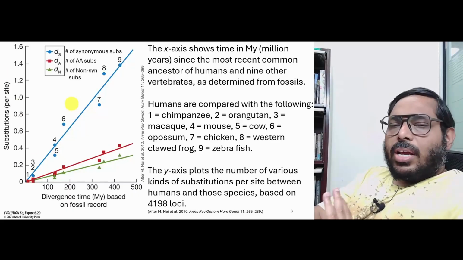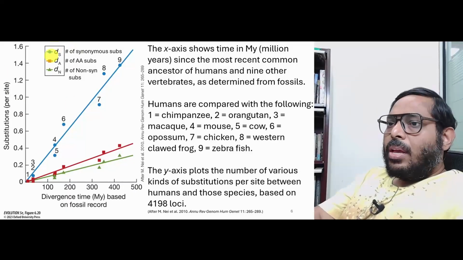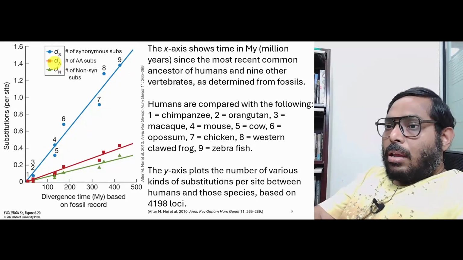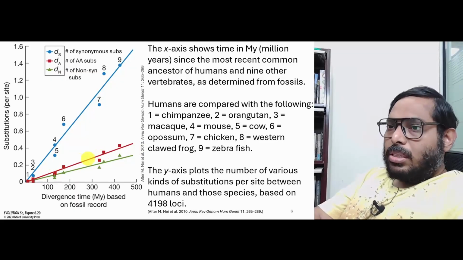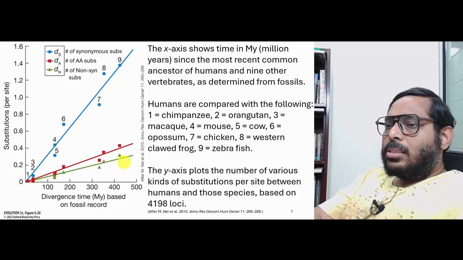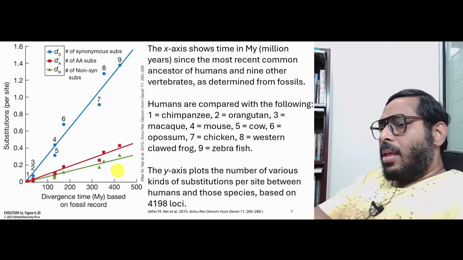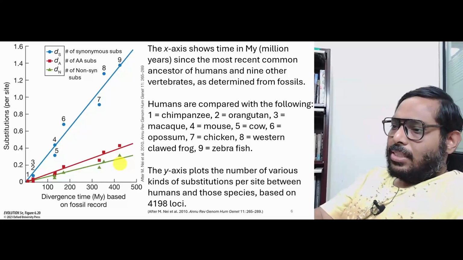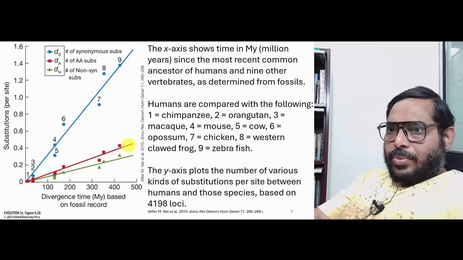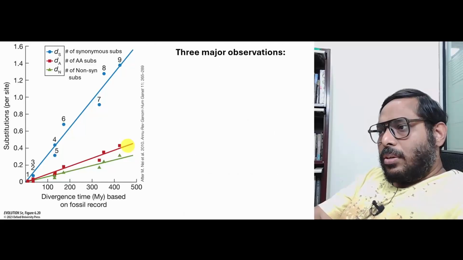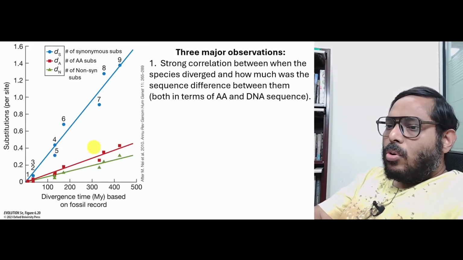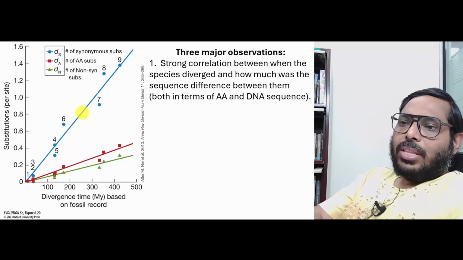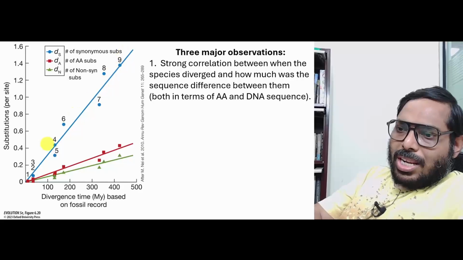Now, there are 3 kinds of substitutions that are being talked about over here. The blue one, this line, is the synonymous substitutions. The red one, this one, is amino acid substitutions, and dN, this one, is non-synonymous substitutions. Okay. And of course, the corresponding lines, the blue, the red and the green, are the regression lines. Now, what do you observe? The first and most interesting thing that you observe is that there is a strong correlation between when the species diverged and how much sequence difference there is between them. In other words, you can see that this is almost linearly increasing.